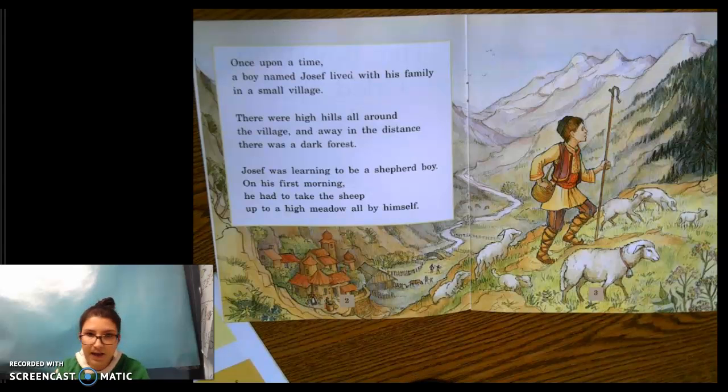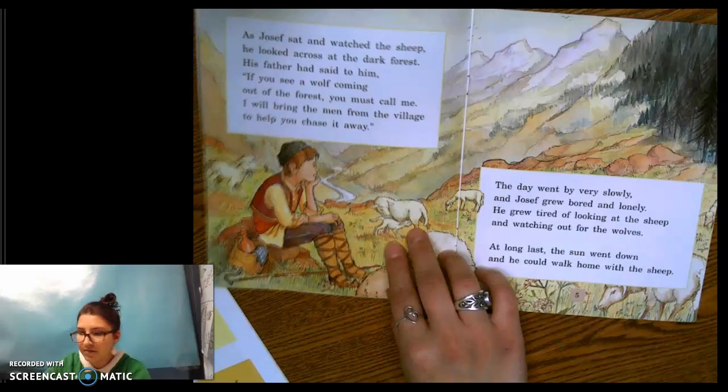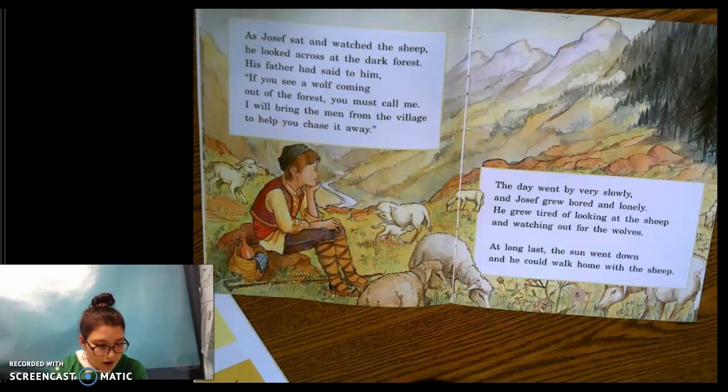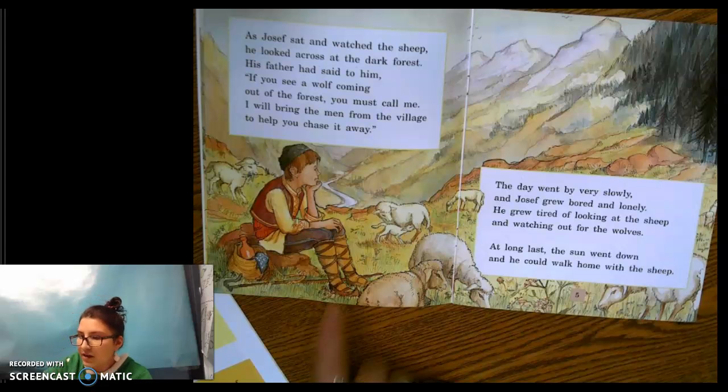All right, the first character. Father, you must sit and watch our sheep all day, Joseph. Do not let them go out of the meadow. That's what Father just told him. Joseph, I will look after the sheep, Father, and when the sun goes down, I will bring them home. So there he is, looking after the sheep.